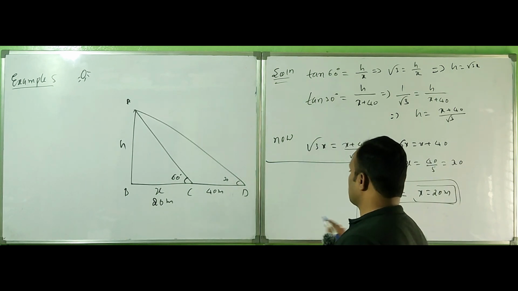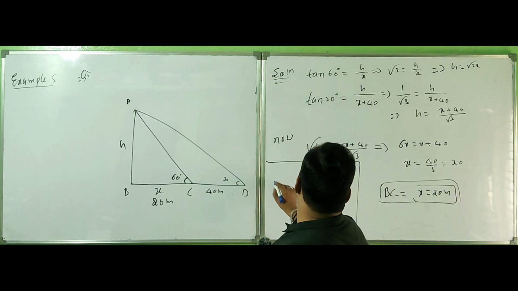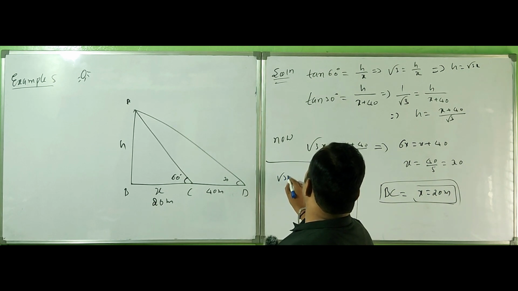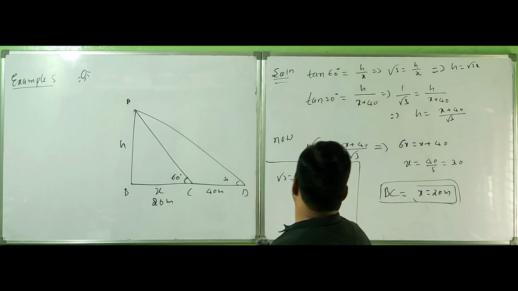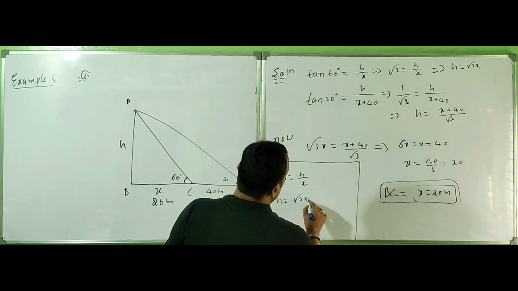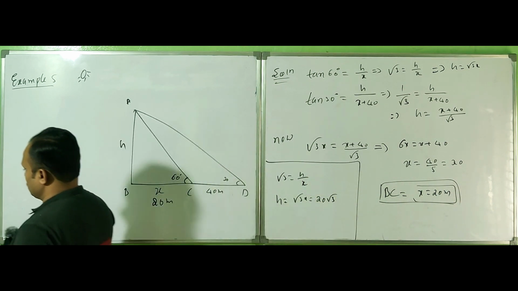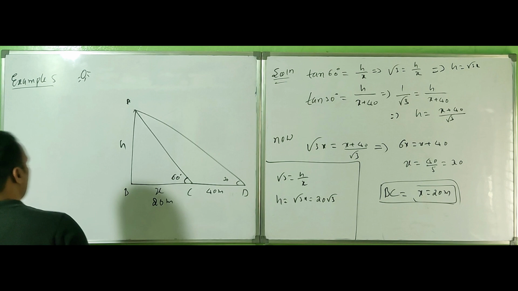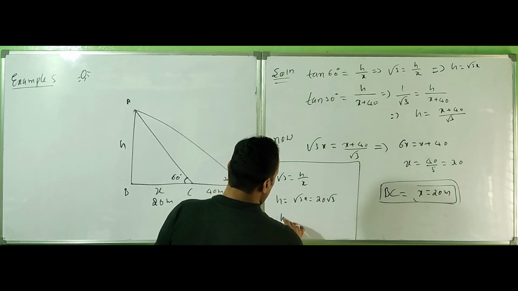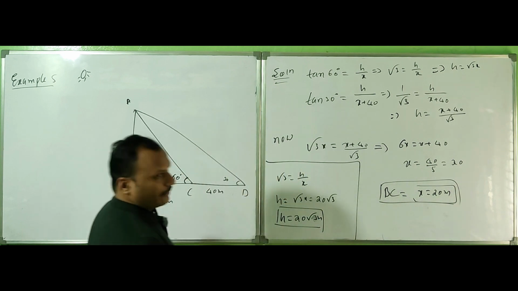You should continue the next steps for classwork. Then tan 60, root 3, is equal to h by x. So h is equal to root 3 into x, which is 20 into root 3. Let's see the answer. Yes. h is equal to 20 into root 3 meter. Write the unit also.